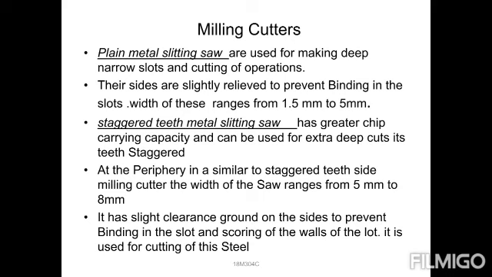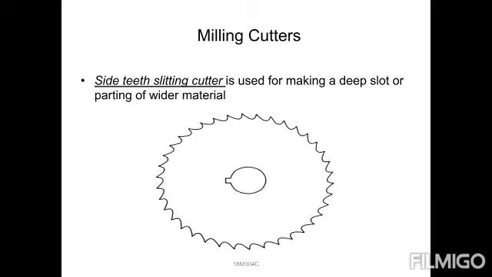At the periphery, it is similar to the staggered teeth side milling cutter, right? The width of the saw ranges from 5 mm to 8 mm. It has slight clearances around the sides to prevent binding in the slots and scoring of the walls of the slot. It is used for cutting of steel, right?